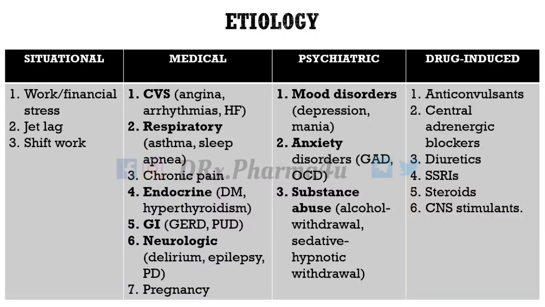SSRIs can also cause it, because selective serotonin reuptake inhibitors increase the level of serotonin, and serotonin again makes you alert to some extent. So that can keep you insomniac. Steroids, very simple. Steroids activate cortisol. Cortisol is a stress hormone, so that can cause anxiety and all this kind of things, overthinking and all. And obviously, steroids in the long term have been related to psychosis also. So definitely insomnia can happen. And CNS stimulants, I don't need to tell you. Amphetamine, LSD, phencyclidine, cocaine, nicotine to some extent also can make you insomniac.